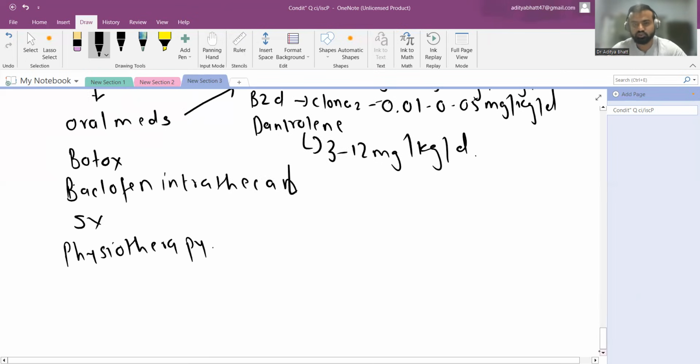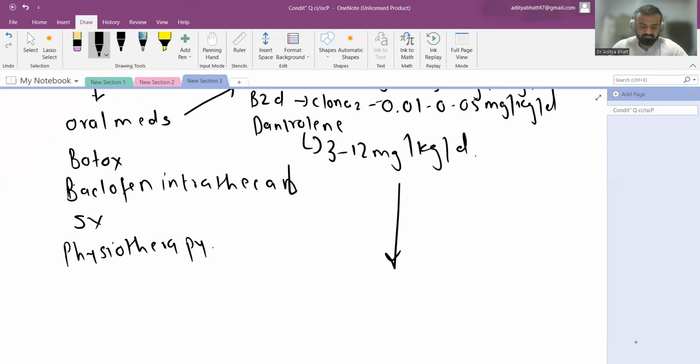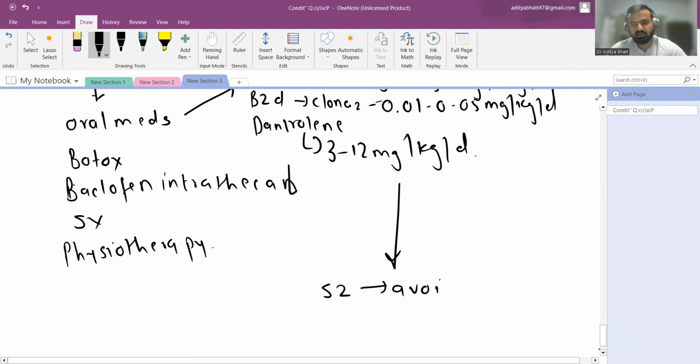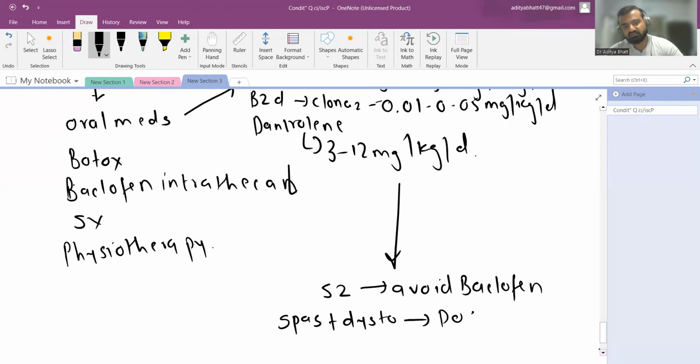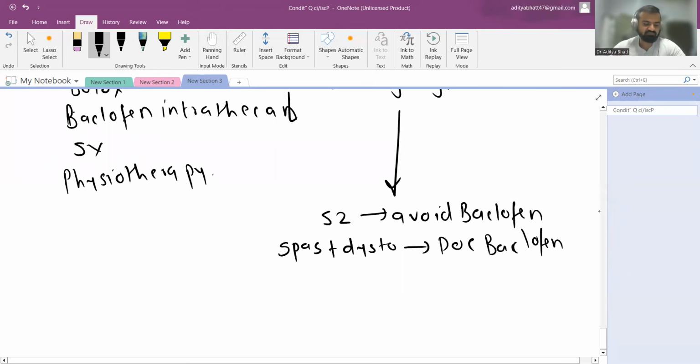Now, how will you choose what drug to use? In patients with severe seizures, you avoid baclofen because baclofen may lead to seizures. It is an excitotoxic drug. If you have spasticity plus dystonia, the drug of choice is baclofen. So when do we use baclofen? When we have spasticity plus dystonia in the patient, you give baclofen.